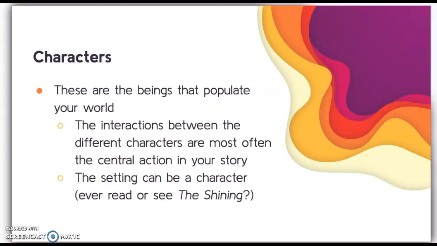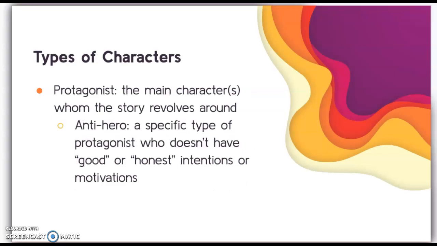Then there are characters. These are the beings that populate your world. The interactions between the characters are usually the central action in your story. The setting can also be a character. If you've ever read or seen The Shining, the setting is a character. The type of characters, meanwhile: there's the protagonist. This is the main character who the story revolves around. You can also have an anti-hero who's a protagonist but doesn't really have good qualities as in a typical hero.